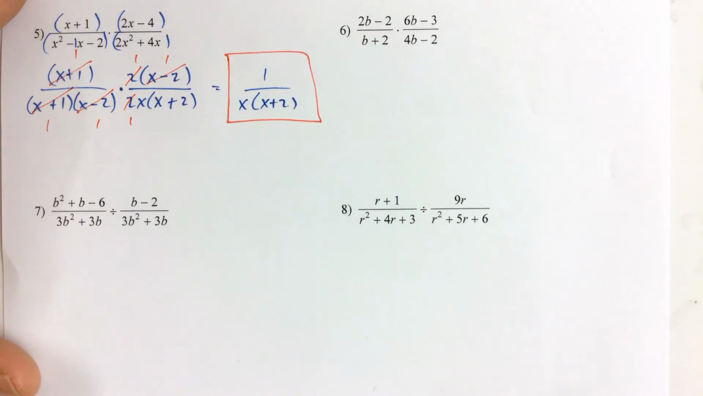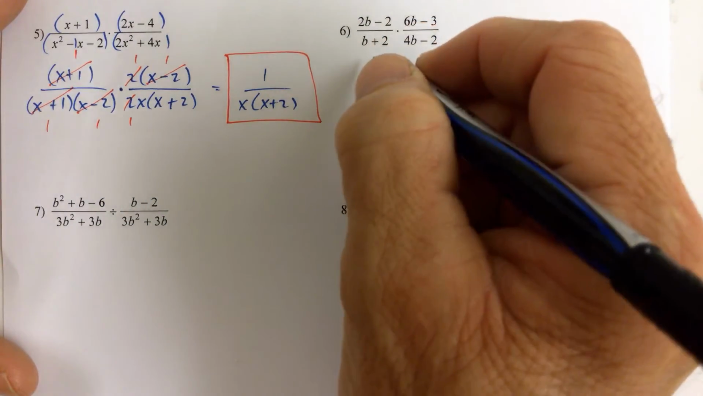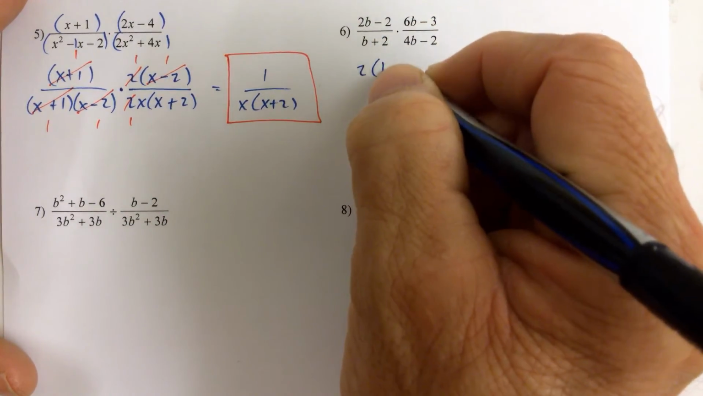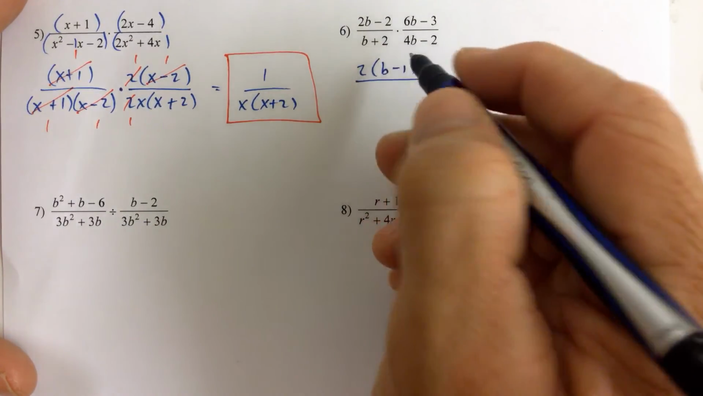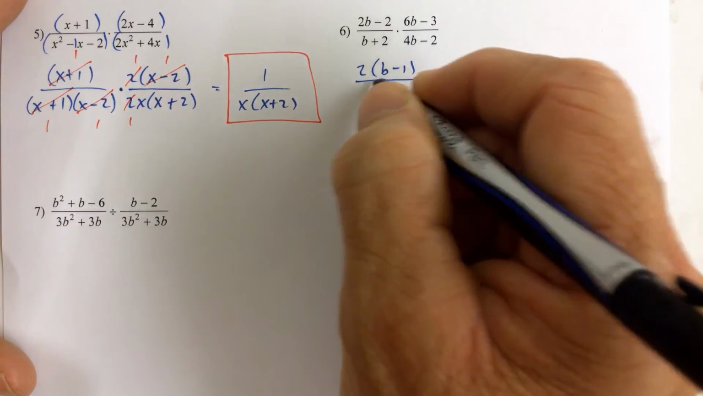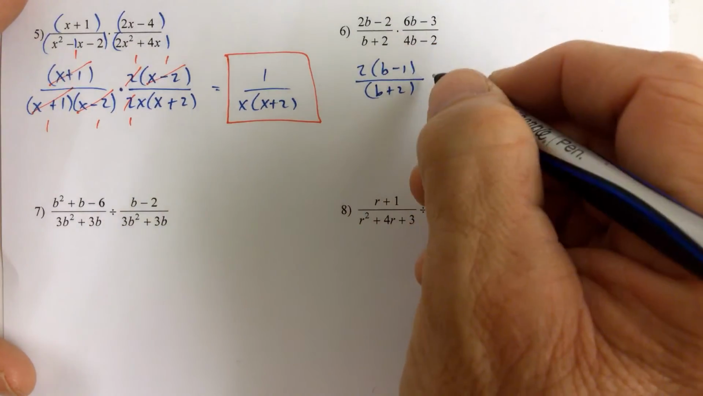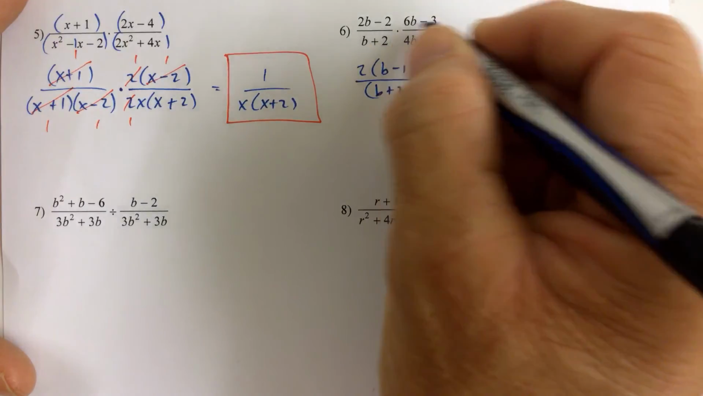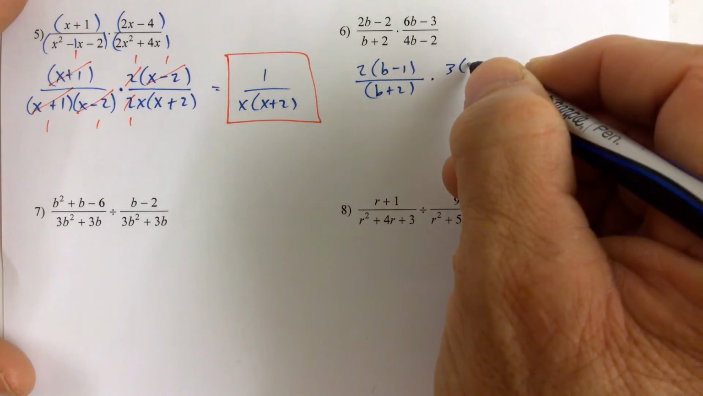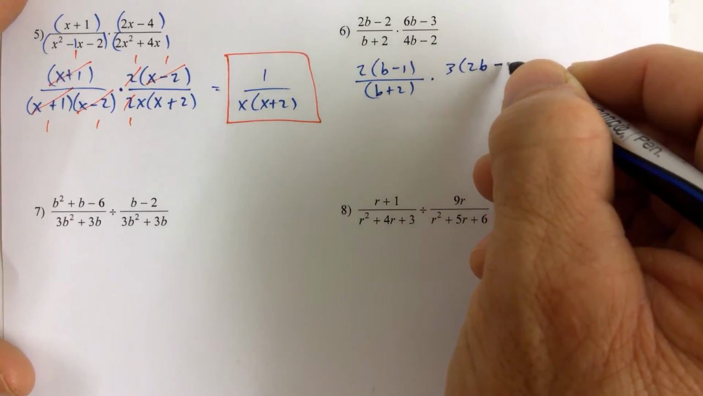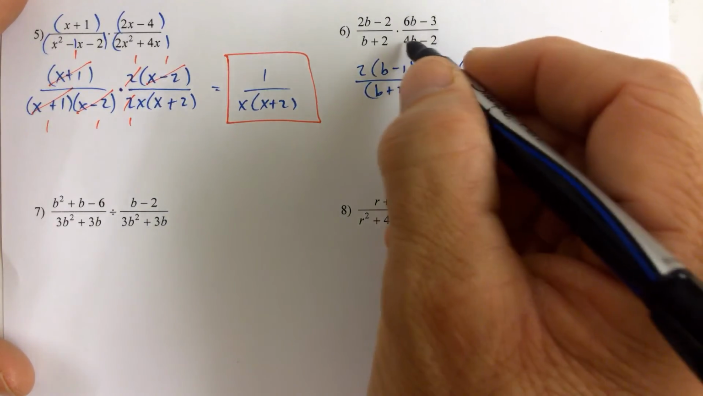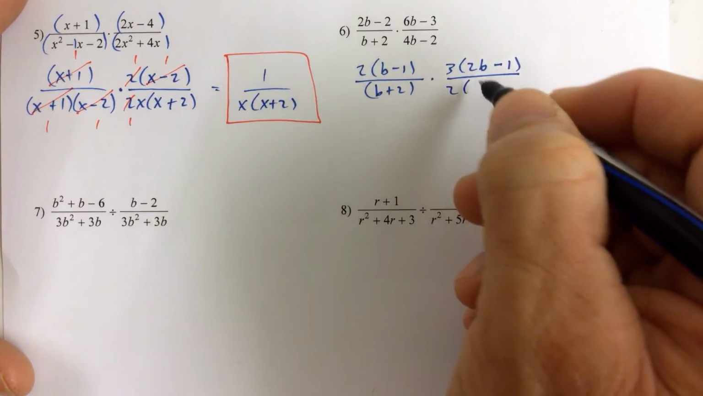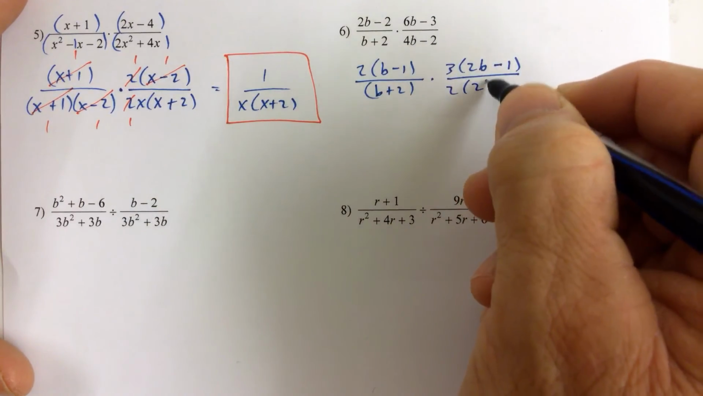Number 6, here I urge you to pause the video and try that one on your own. Okay, so the first step is to factor. We factor out a 2, and we're left with b minus 1. The denominator of this first fraction can't be factored. The numerator of this fraction has a 3 that's common to both terms, and we end up with 3 times 2b minus 1, 6b minus 3. Good, I'm checking my factoring. And then downstairs here, we can factor out a 2, and we're left with 2b minus 1.